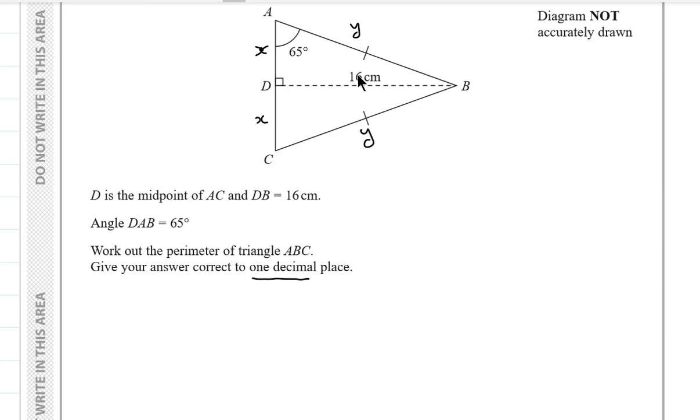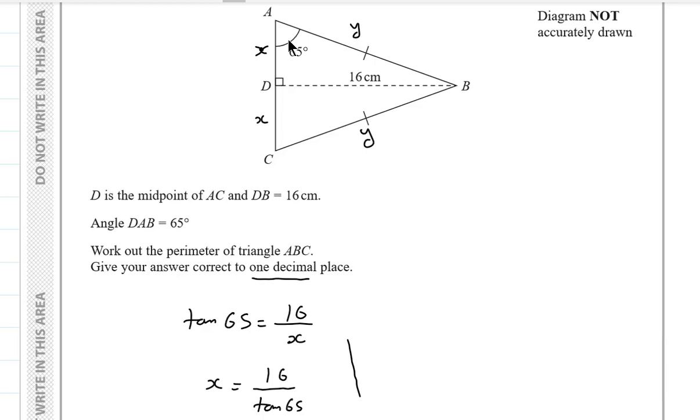We know the opposite of this angle, and to get x, the adjacent, we can use tan 65. Tan 65 is equal to the opposite, which is 16, divided by the adjacent, which is x. To get x, you switch between it and tan 65. It will be 16 divided by tan 65.